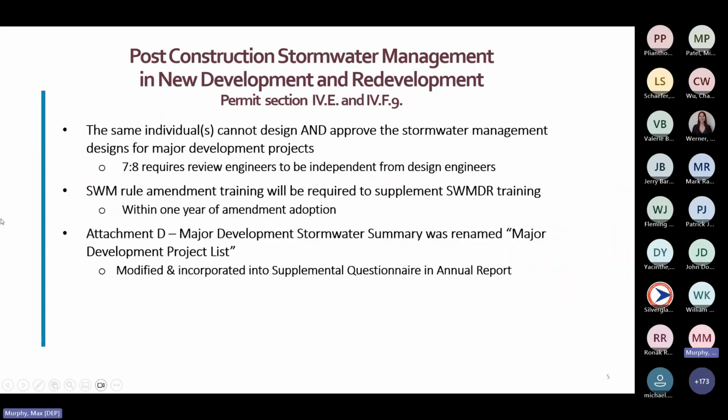As for post-construction stormwater management, first, it's important to note that design engineers cannot approve their own designs. The designer and the approver must be separate engineers. Next, for any amendments to the stormwater management rules, training sessions will be necessary for stormwater design reviewers. This is because attendance at this particular training is only required every 5 years, and we don't want to wait that long to train people on the amendments. Training will be announced by the department upon the implementation of a rule change, and attendance is mandatory and must be completed within 1 year of the adoption of the amendment.